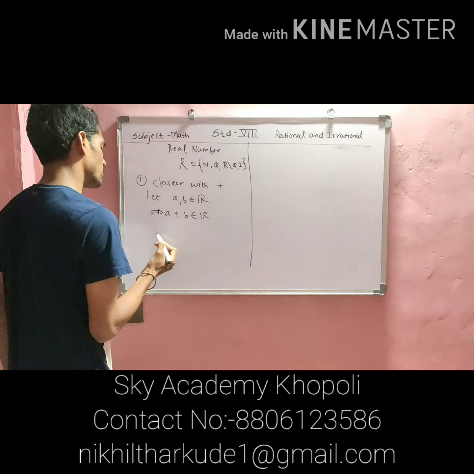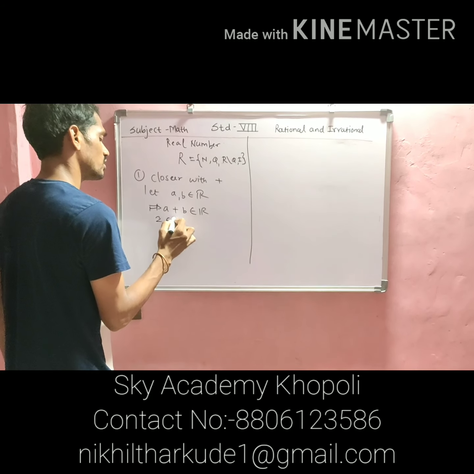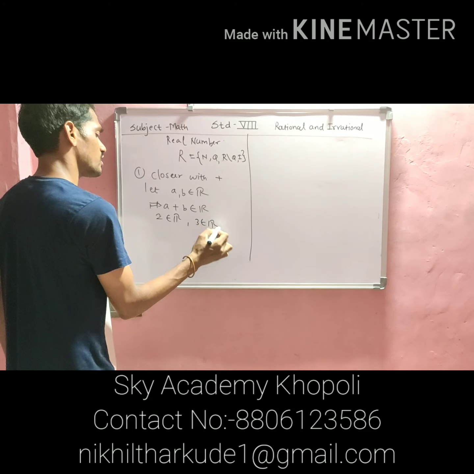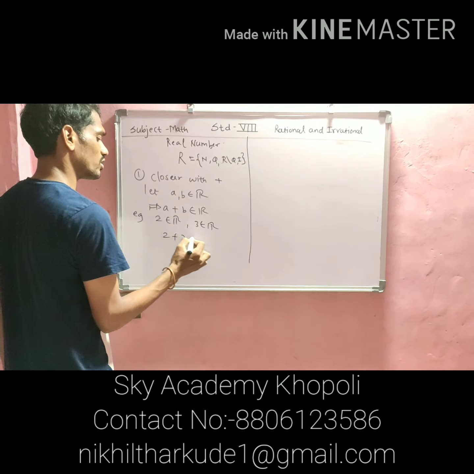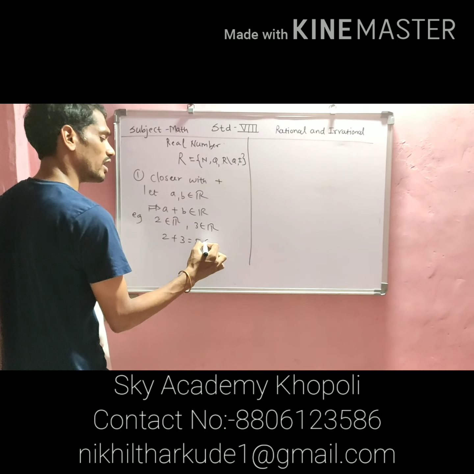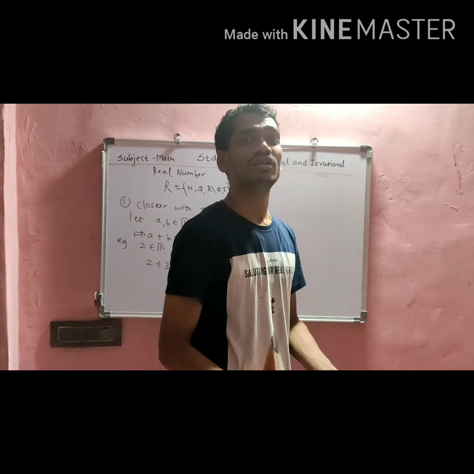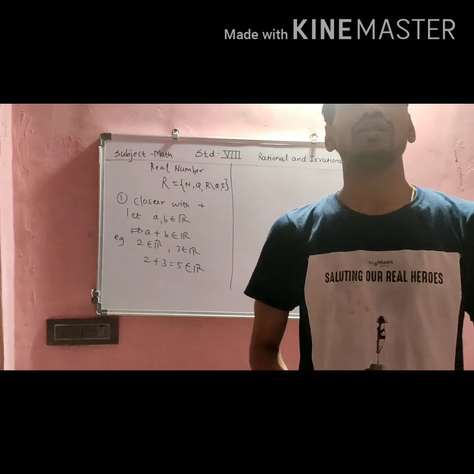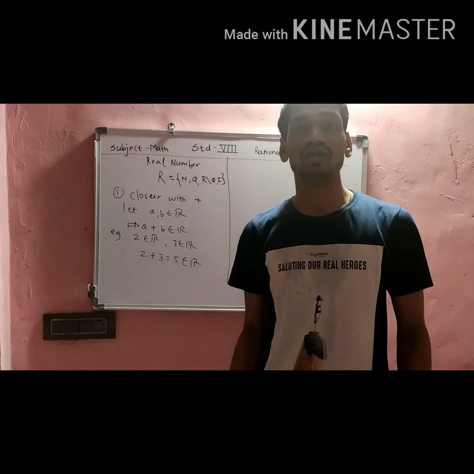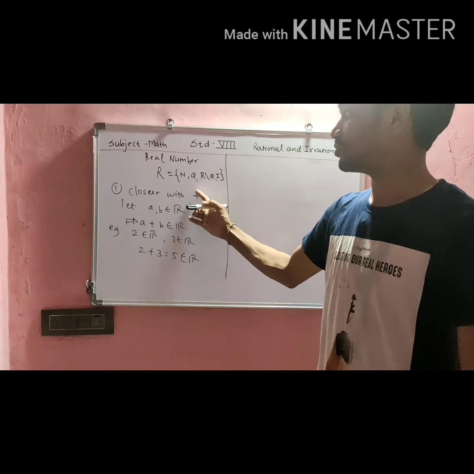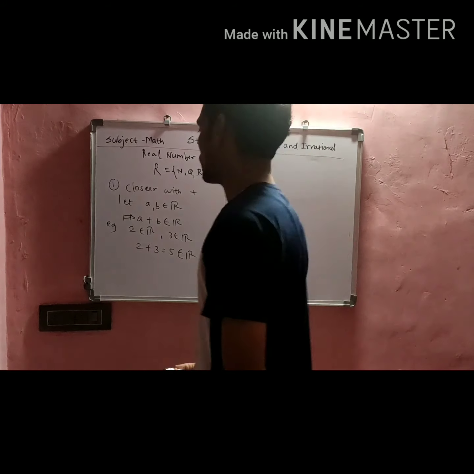Say for example, if I take the real numbers 2 and 3, what about my addition? 2 plus 3 is what? How much do we get? 5. And that is again a real number. This will happen for whatever real numbers you take. If you add them, we again get a real number. So real numbers are closed with respect to the plus binary operation.